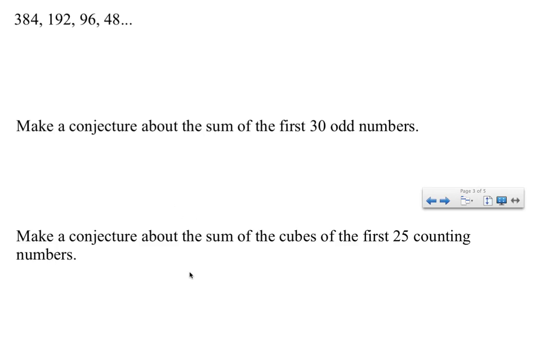Remember, cube means to the third power of the first 25 counting numbers. So it would be 1 to the third, and then 2 to the third, and then 3 to the third. And you're looking at the sum of those cubes when you go from 1 to 25. So cube 1, cube 2, cube 3, 4 to the third, all the way up to 25 to the third.